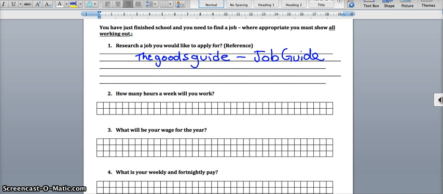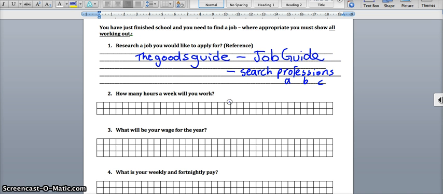Have you guys used a job guide before in any subject? What's the job guide? The job guide is all the jobs that you could think of, really, in Australia. If you go to the left-hand side, it's got search professions or search for jobs, and then they've got them in alphabetical order, A, B, C, and if you just click on the A, it gives you all the jobs that are starting with A, all the jobs starting with B, etc.